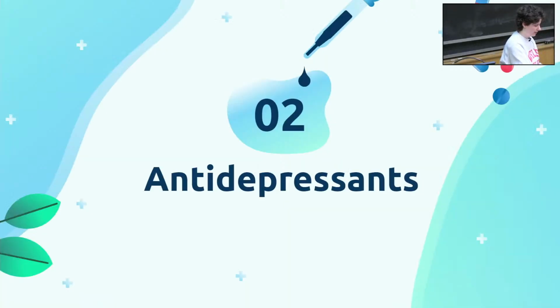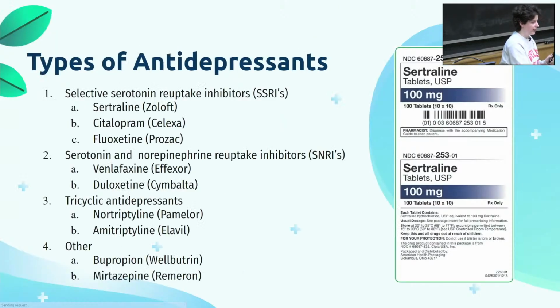And now that we've gone over drug metabolism, let's go over some antidepressants. Hopefully, most of you are not familiar with antidepressants. If you are, I'm sorry. So some types of antidepressants. You have your SSRIs, which is your selective serotonin reuptake inhibitors. Those are going to be the ones that most people know about.